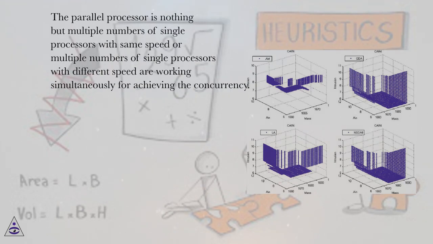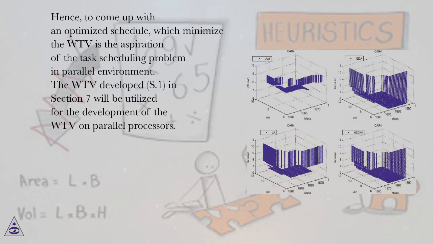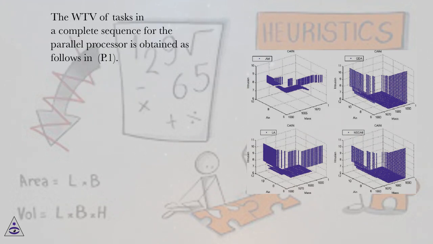The parallel processor is nothing but multiple single processors with the same speed, or multiple single processors with different speeds, working simultaneously for achieving concurrency. Hence, to come up with an optimized schedule which minimizes the WTV is the aspiration of the task scheduling problem in a parallel environment. The WTV developed in Section 7 will be utilized for the development of the WTV on parallel processors. The WTV of tasks in a complete sequence for the parallel processor is obtained as follows in P.1.